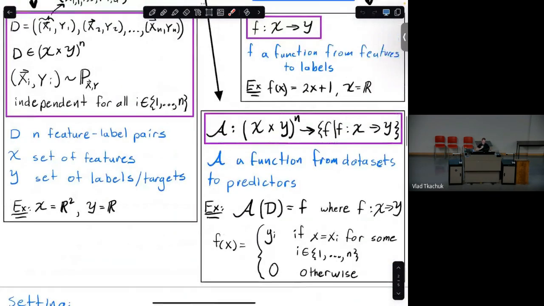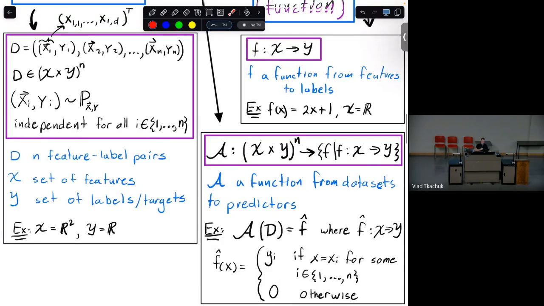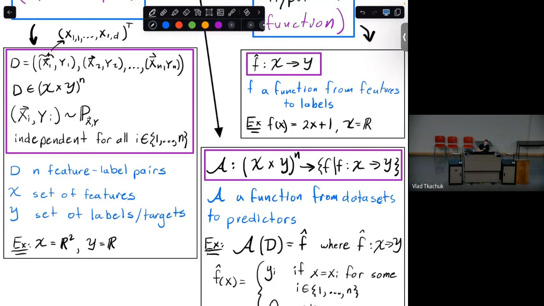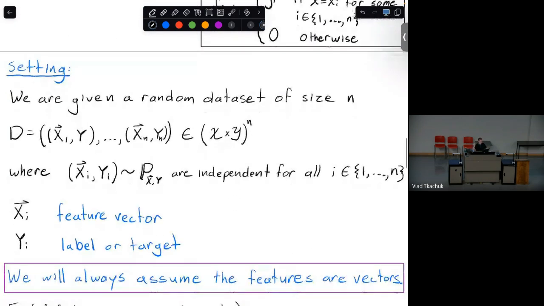Let me address one thing. Now that I said that the learner outputs not f, we just changed the symbol. The predictor that it outputs is called f hat, to distinguish from the fact that we use the f in here. f hat is an element of that set, but it's a very specific one. It's the one we actually output. So we'll usually use something like this. Hopefully this doesn't confuse things more than help, but let's see.